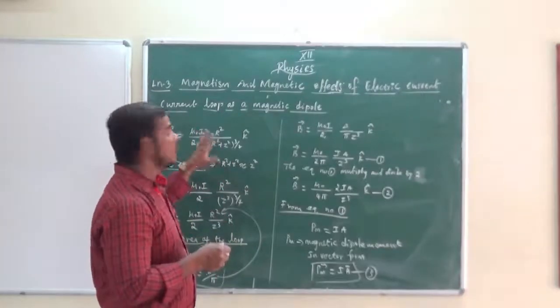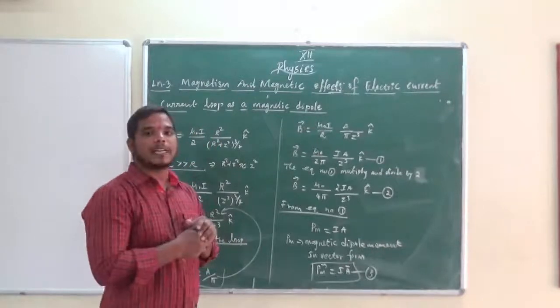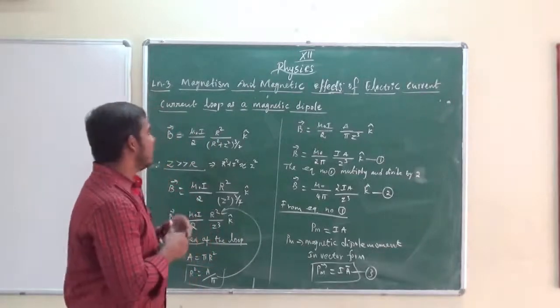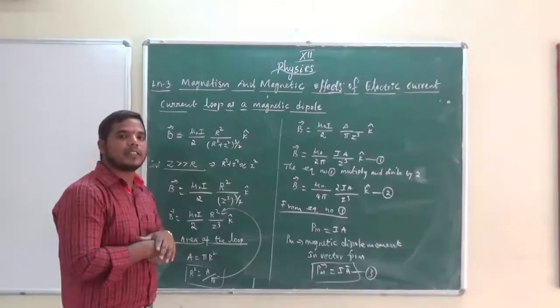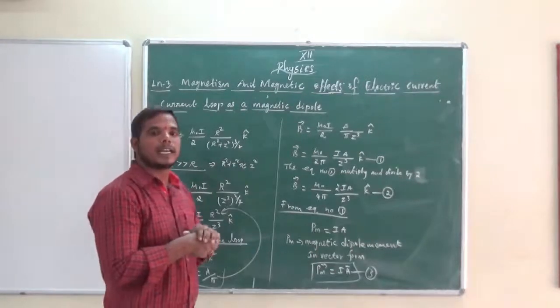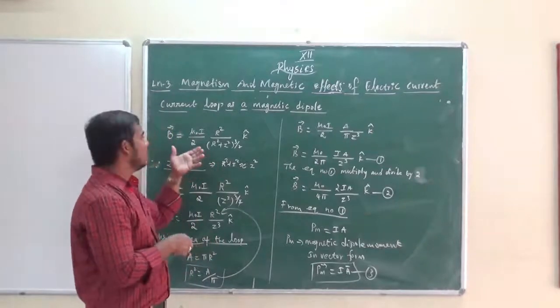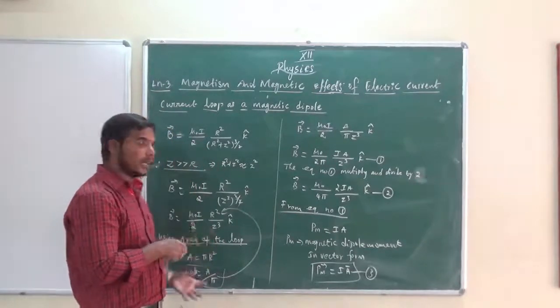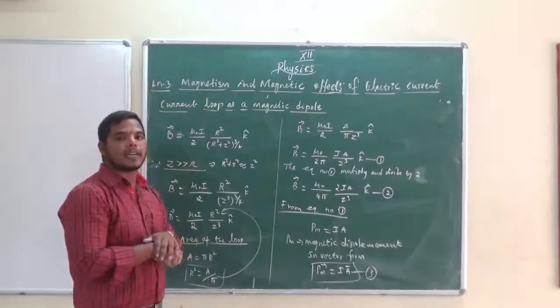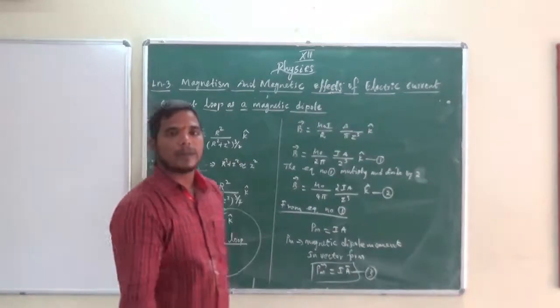So very simple one, current loop as a magnetic dipole. How to derive means we already derived the magnetic field for the current carrying circular loop. Using that final equation, we have to derive current loop as a magnetic dipole. Okay, thank you.